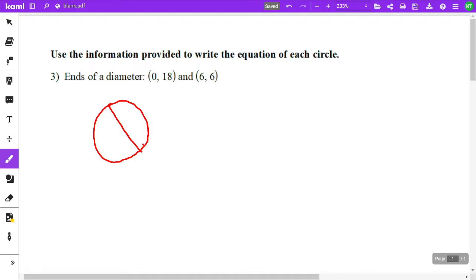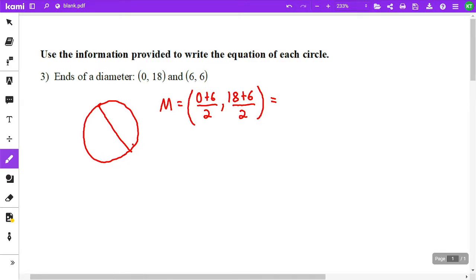Now, to find out the center of our circle, we're going to have to determine our midpoint. So our midpoint is going to be equal to adding our x values together, dividing by 2, and adding our y values together and dividing by 2. So I will start with (0 + 6) divided by 2, and then (18 + 6) divided by 2. That will tell me I have 6 divided by 2, comma, 24 divided by 2. So my center is going to be at the point (3, 12). So that is my center.